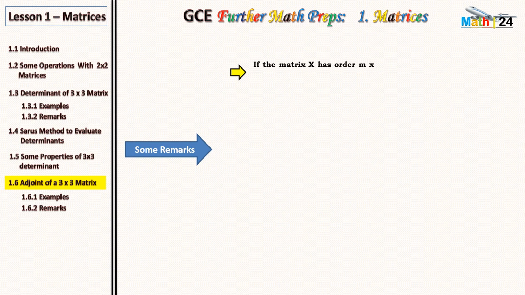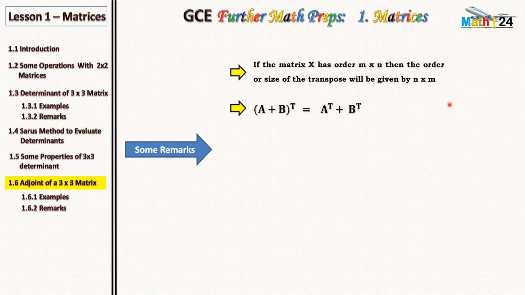Some remarks on transpose. If the matrix has order M by N, then the order or size of the transpose is given by N by M. Equally, the transpose of the sum of matrices A plus B is equal to the sum of their individual transposes. The transpose of the transpose leaves the matrix the same. The transpose of the product AB is the product of the individual transposes of B first, then A second. So this last matrix comes first.